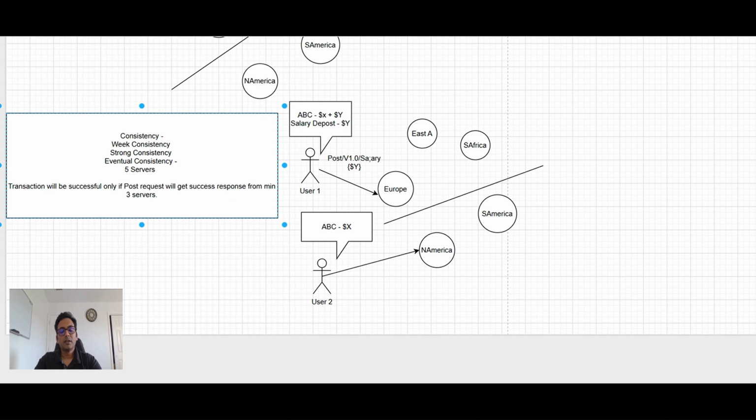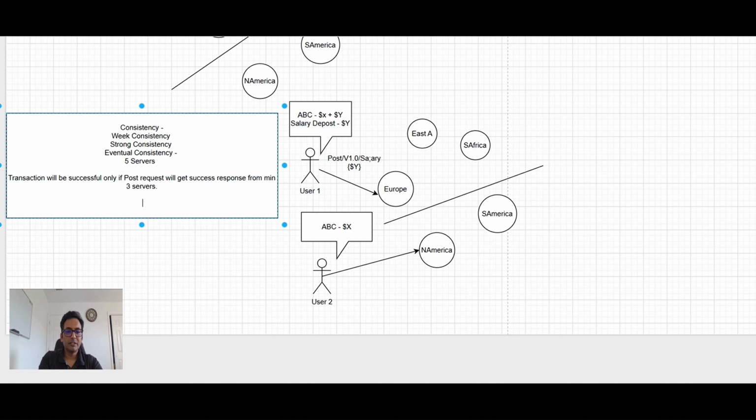So now what happened? Now user 1 makes a post transaction for $Y and it succeeds on Europe, East Asia, and South Africa, which means the transaction succeeded. But still user 2 is getting $X. So it is not consistent. So in addition to write, we have another rule here, which is that to get information, the GET request should show data only if it gets a response from a minimum of 3 servers.